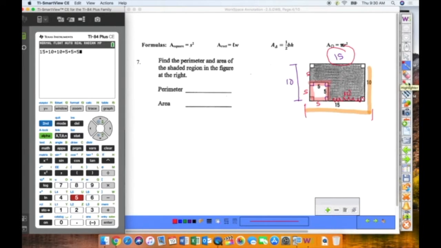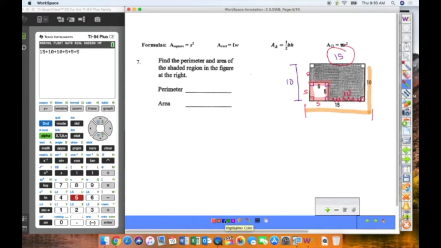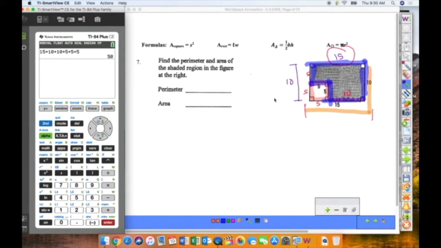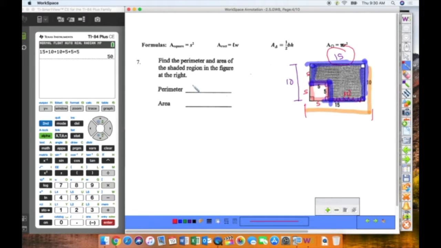So I'll grab it with the highlighter and just show you what I added up. I started with this 15, then I did that 10, then this 10, then this 5, 5, and 5, and the total of all of that is 50. And they do not give me a label, so we will put units, which we abbreviate UN. If you saw a previous teacher use just U for units, I don't like that, so UN.